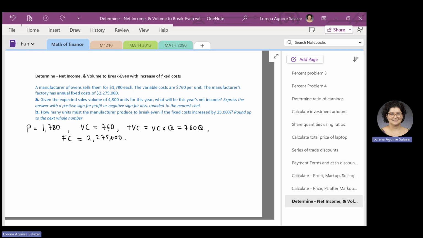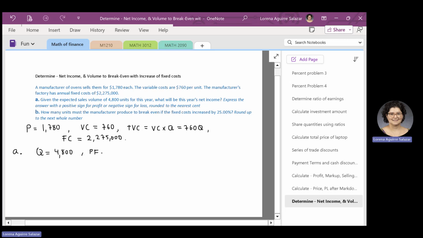Now that we have all those variables in mind, let's move on and try part A of this problem. We have that the expected sales volume is 4,800 units. In other words, Q equals 4,800. And we need to find this year's net income or net profit. We need to find profit, or PFT in short.